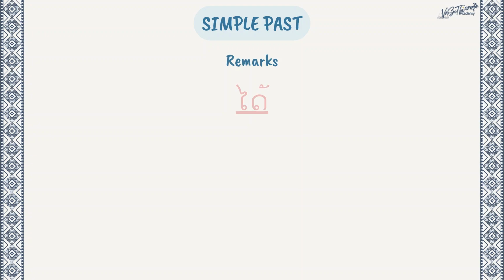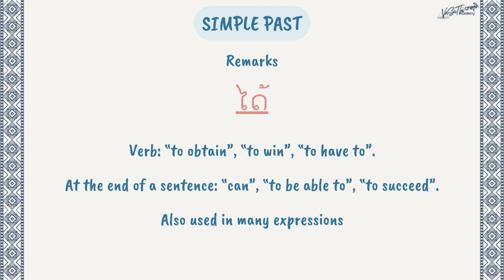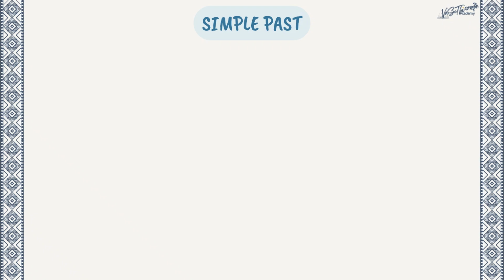Some remarks about ได้. As a verb it means to obtain, to win, to have to. Placed at the end of a sentence, it means can, to be able to succeed. ได้ is also used in many expressions. A lesson dedicated to ได้ will be offered later. Now let's continue our navigation.